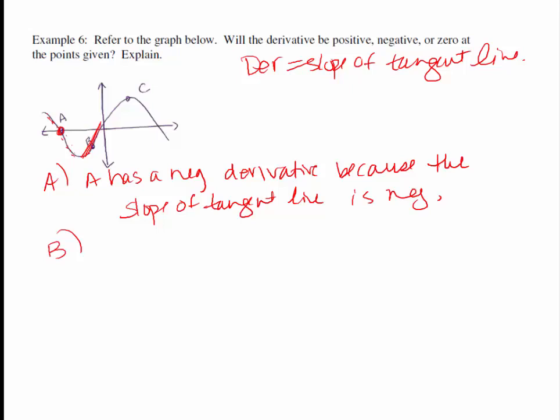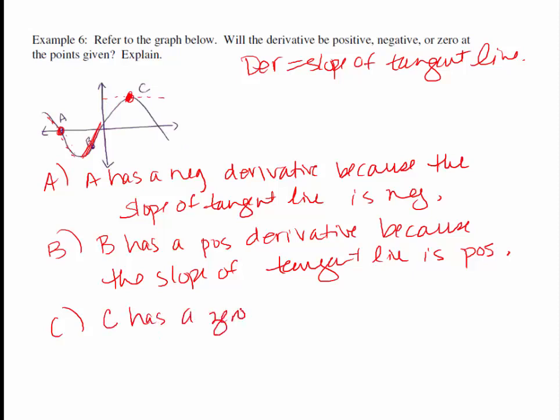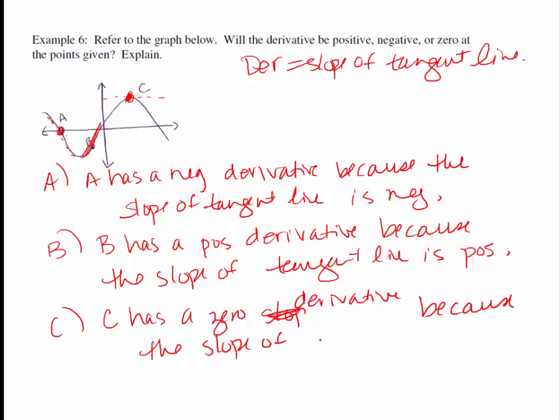Now B, same kind of reasoning, but we're going positive. So B has a positive derivative because the slope of the tangent line is positive. And let's look at C. C is at the very top of a hill. At the top of the hill, if I were to draw my tangent line, it would go straight across. So what's the slope of any line that's horizontal? We're going to say C has a zero derivative, because the slope of your tangent line is 0. So remember to draw the tangent lines and then figure out what the sign of the slope would be.